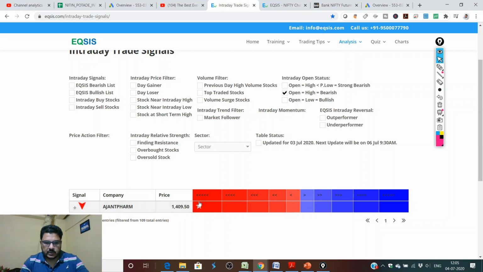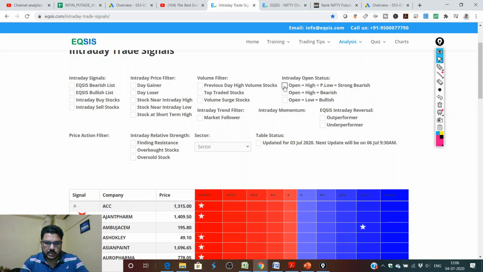Ajanta Pharma is bearish, and where is the price now? You can see that it is very close to the price. It has fallen down. So this is the limit. You have to always look out for stocks which are somewhere here so that you can catch and make some money. Now here, if you go on short, you can expect a reversal. So you have to watch this and understand this.